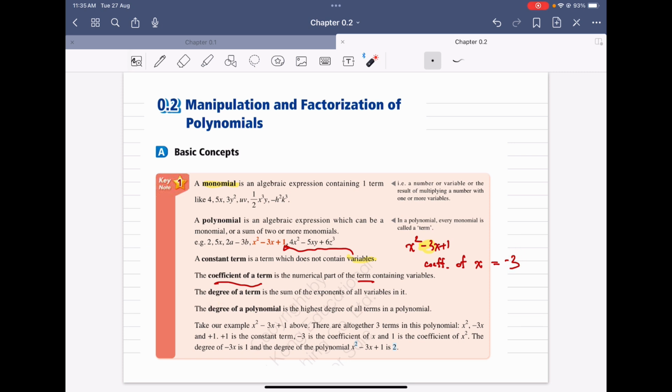And degree is the sum of the exponents of the variables in the term. So maybe x cubed, the 3 is the degree, so the degree is 3. Okay, so this is the degree of a single term. And for the degree of a polynomial, let's say you look at the whole polynomial here. We find which term has the highest degree. For example, x squared, the degree is 2. xy, the degree is also 2, because x is 1, y is 1. And then z to the power 3, so the degree is 3. The degree of the polynomial is 3. We look at this one.